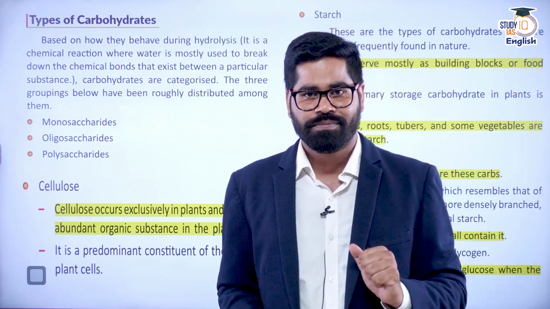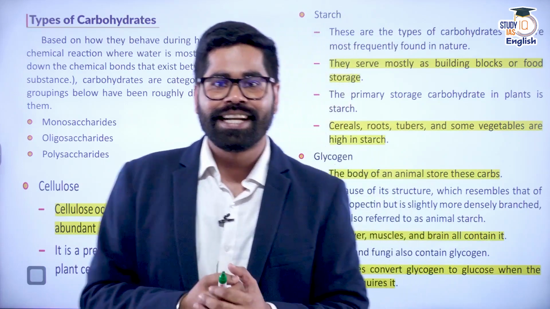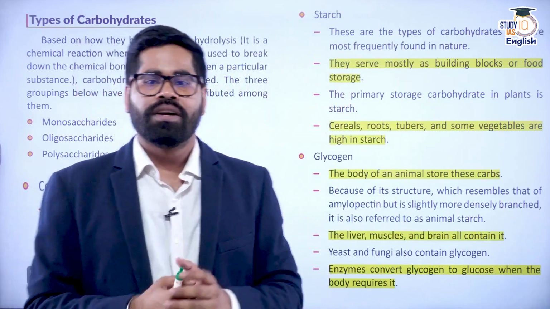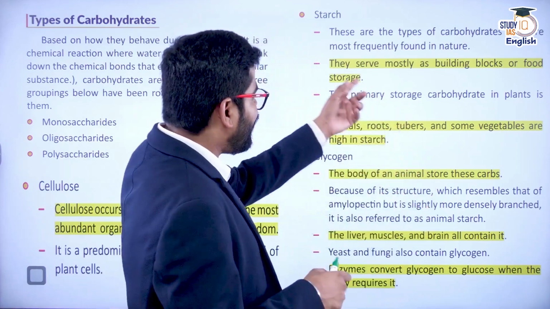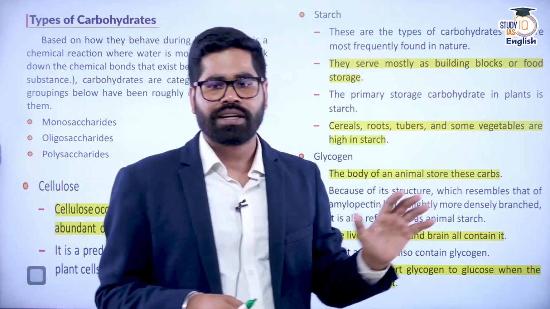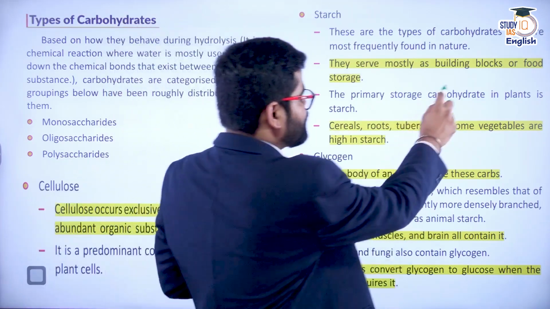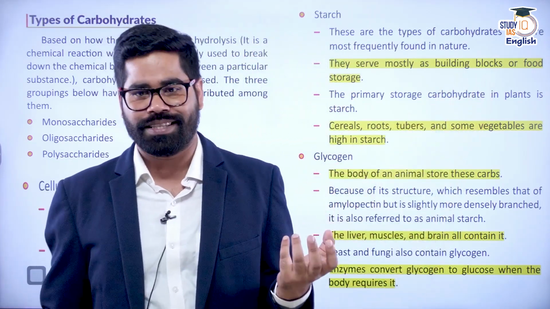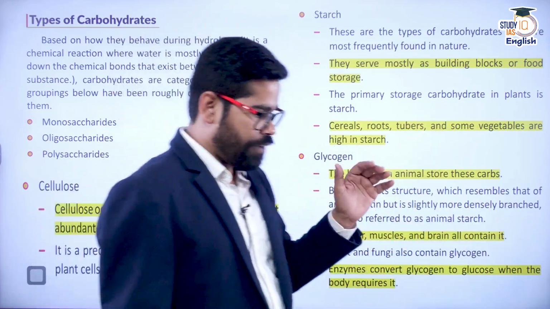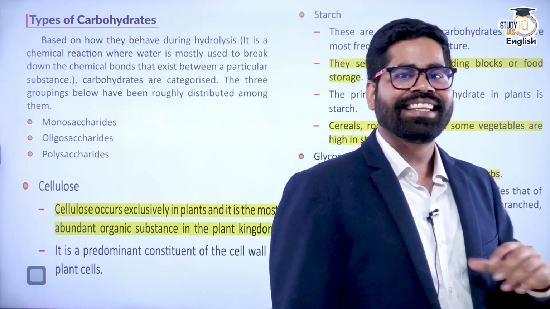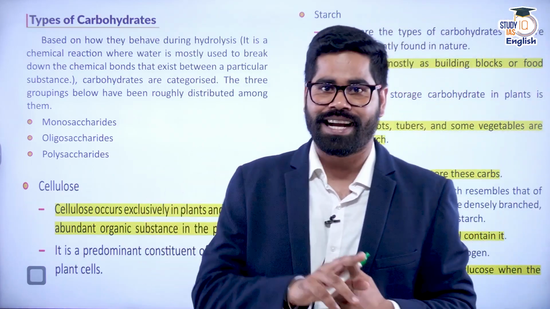Now, the second important carbohydrate is starch. Starch is the most frequently found carbohydrate in nature, and it serves as the building block or food storage. The food is stored in the form of starch. In the case of plant cells, you will find that the food is stored in the form of starch.